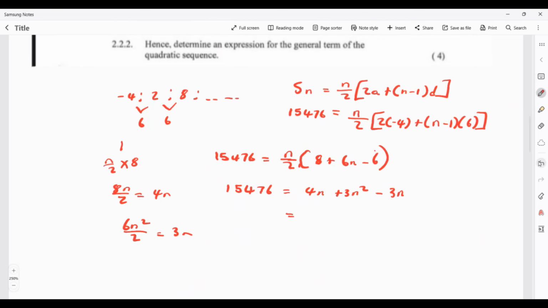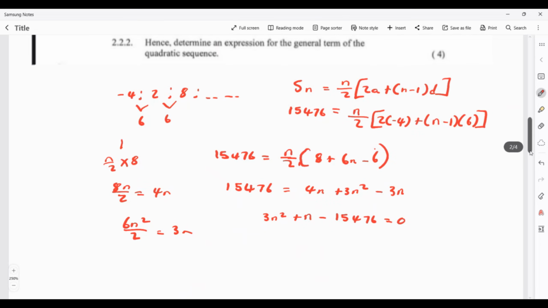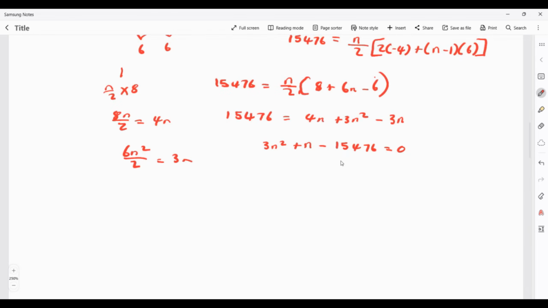I actually have 3n squared plus this one and this one, I get an n. 4n minus 3n, I get an n. And then when I take this to the other side, it will become -15,476 is equal to 0. So having done this, in this case, I can simply use my formula here, the quadratic formula. So sometimes you can just put it on your calculator and then you tell them the values of n, but okay, fine. In this case, let's just use this.